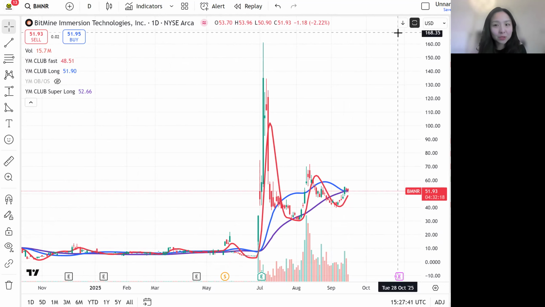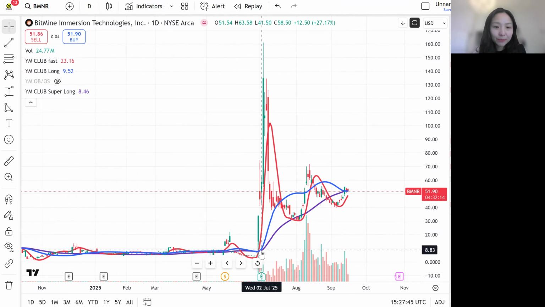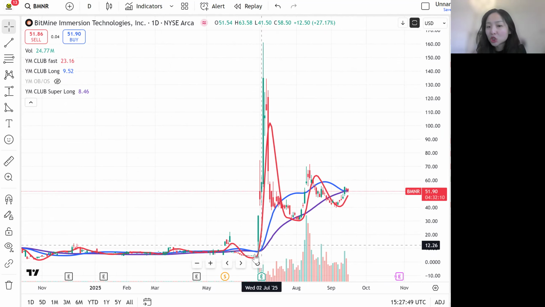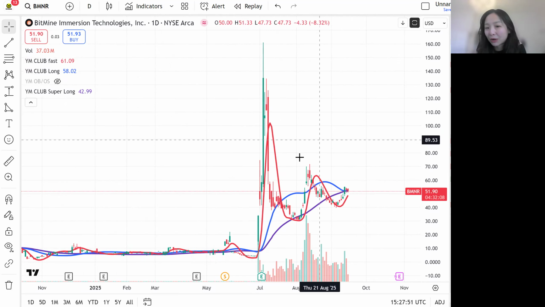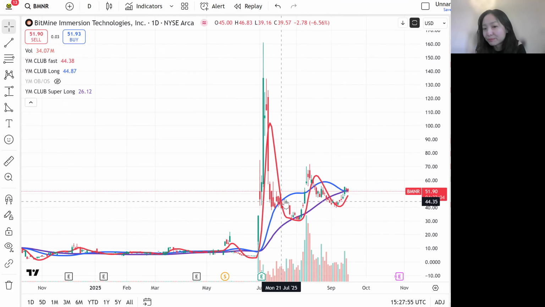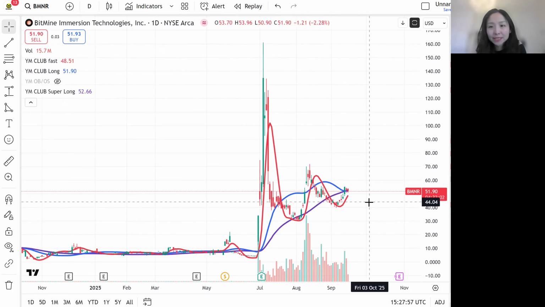First thing, you see, wow, what is going on? The first thing you notice is the blue line. The blue line is not really going upward, at least now, from here. It's not really going upward and the price is below the blue line. So basically, we can only trade this stock short-term at this moment.